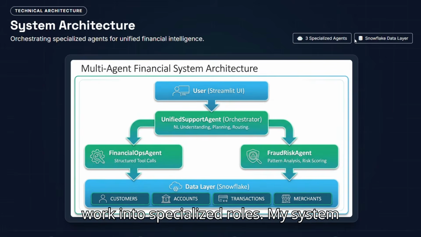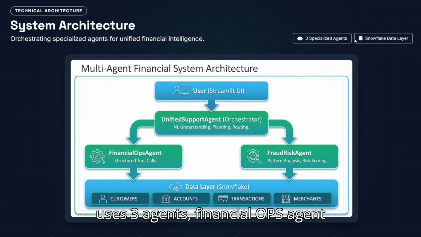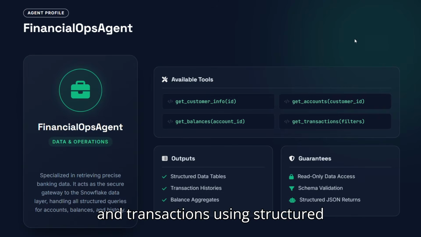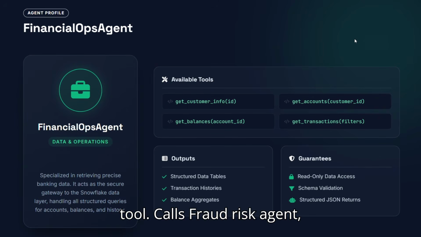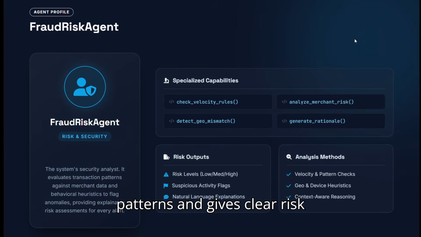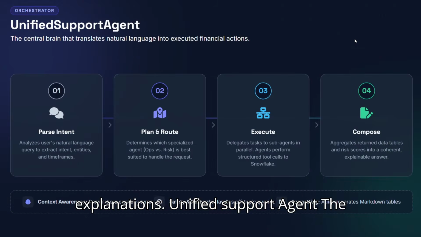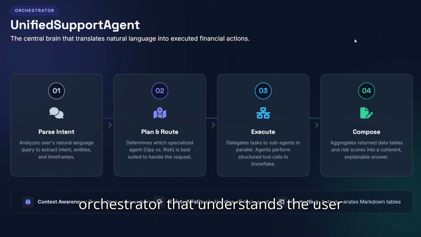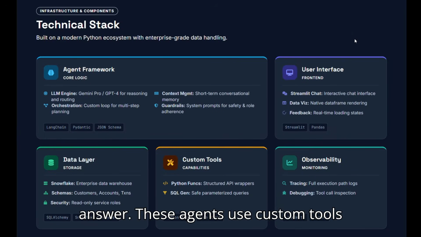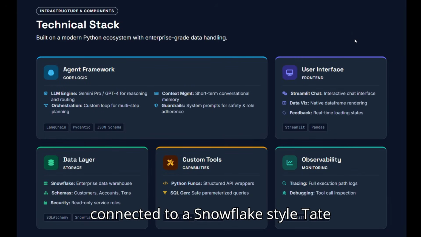My system uses three agents: Financial Ops Agent fetches accounts, balances, customer info, and transactions using structured tool calls. Fraud Risk Agent analyzes merchants, flags suspicious patterns, and gives clear risk explanations. Unified Support Agent, the orchestrator, understands the user query, calls the right sub-agent, and returns a clean final answer. These agents use custom tools connected to a Snowflake-style data layer.